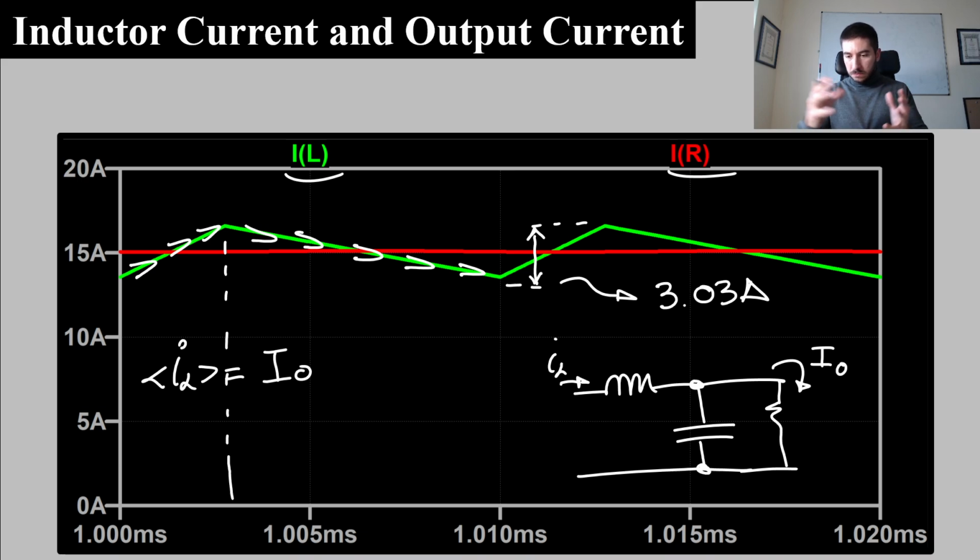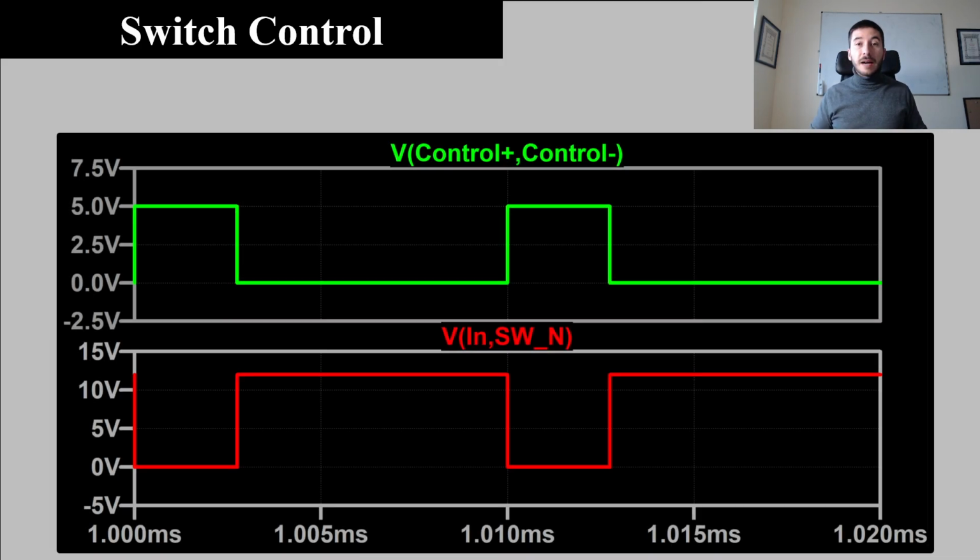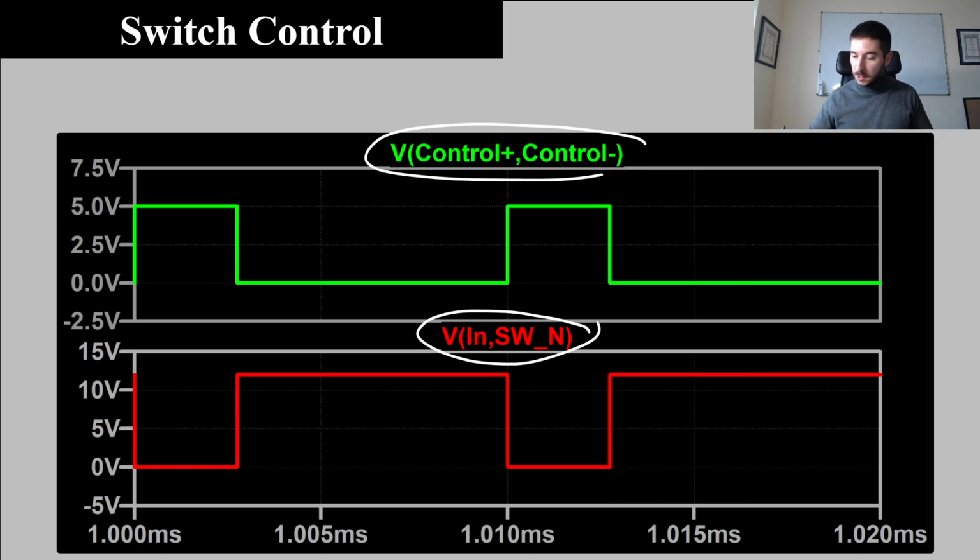Well, so this simulation result is similar to the analysis that we performed. Let's see another couple of waveforms. In this case, I am representing the control of the switch and the voltage across the switch. So the second waveform, the red waveform, is this one.